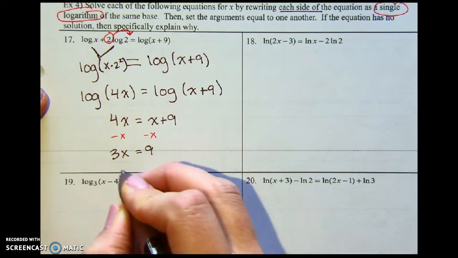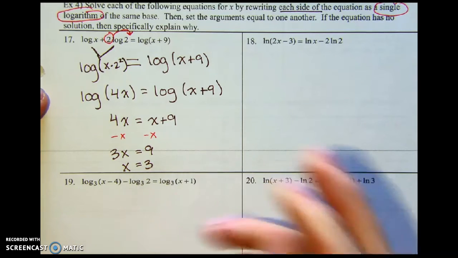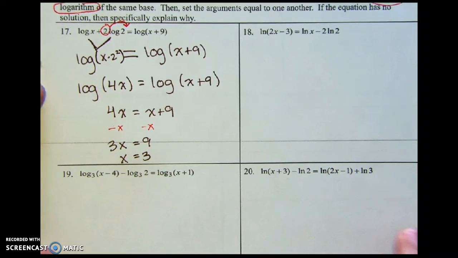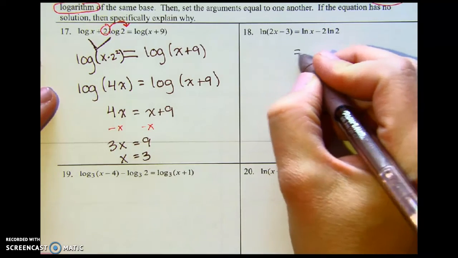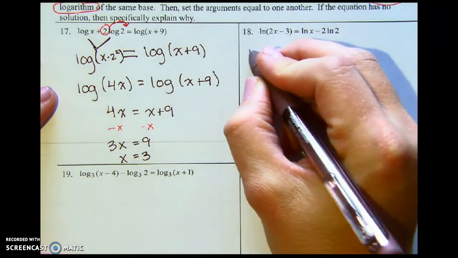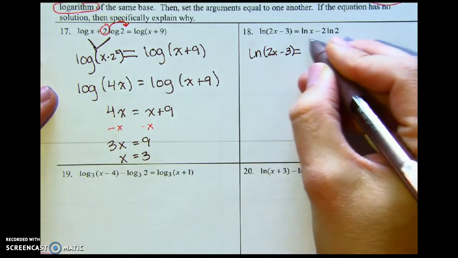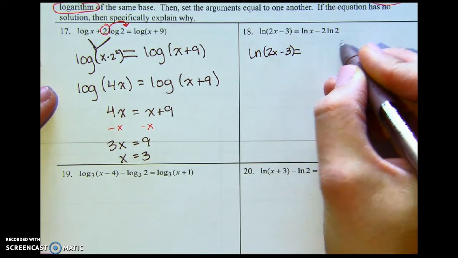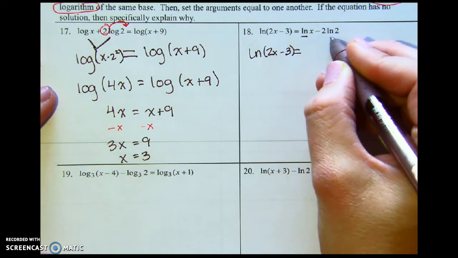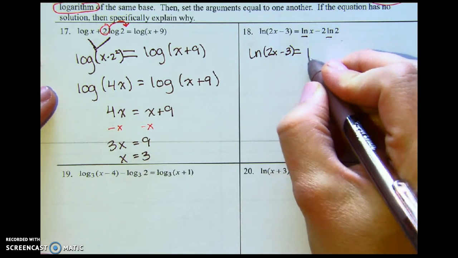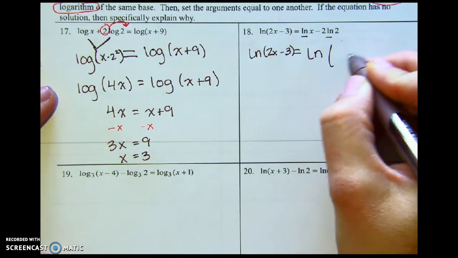3x equals 9, so x equals 3. Ta-da! I did it. Is there a single logarithm here on the left? Yes. Is there a single logarithm on the right? No, there's two. There's one here and one here. So we have to combine it into one.